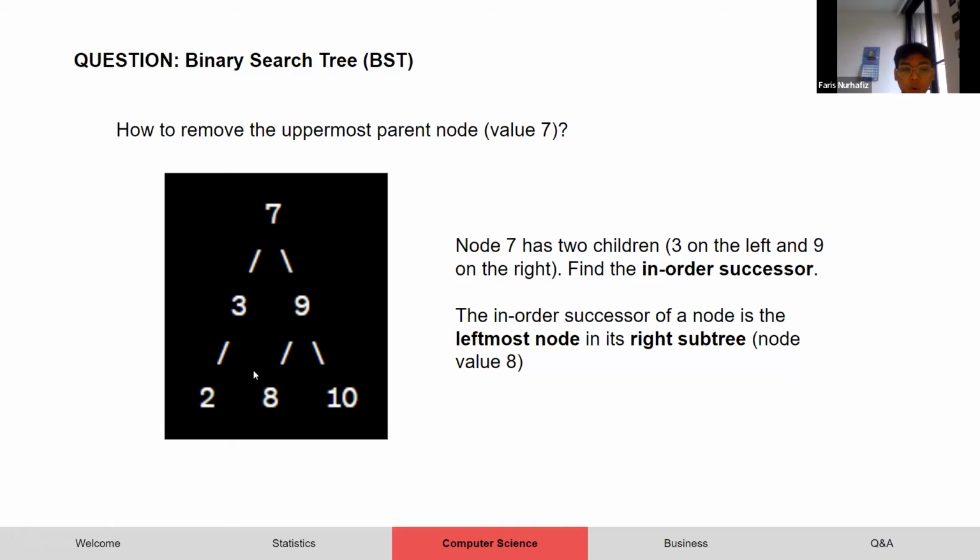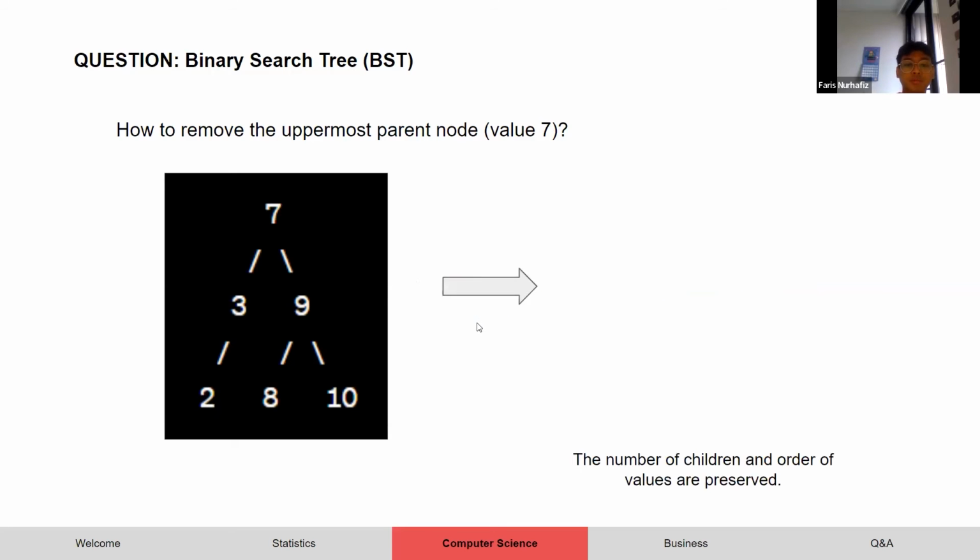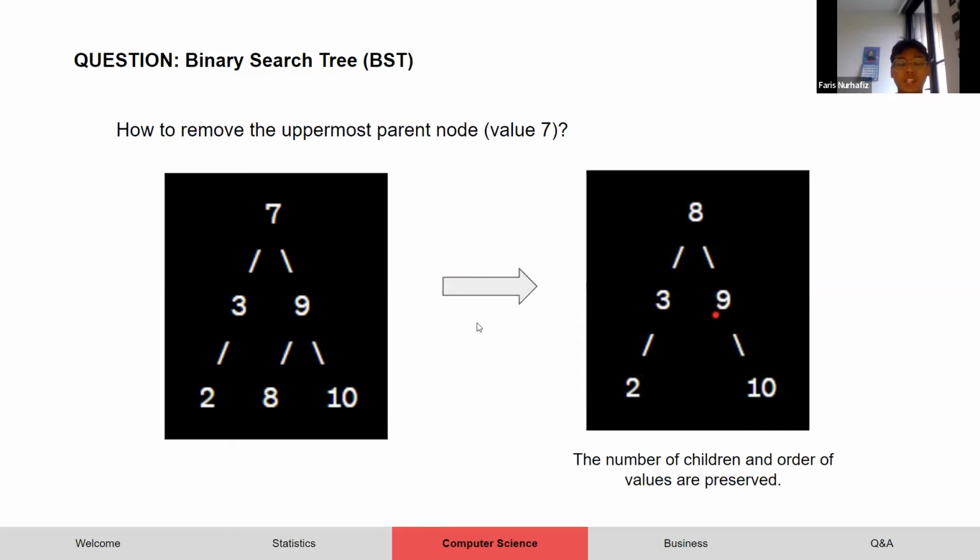So the right subtree is the whole thing right here, and then the leftmost node is node number 8. What we want to do with it, the in-order successor, is to take the in-order successor node and bring it up to node number 7 when we remove node number 7. So graphically, it will look like this.